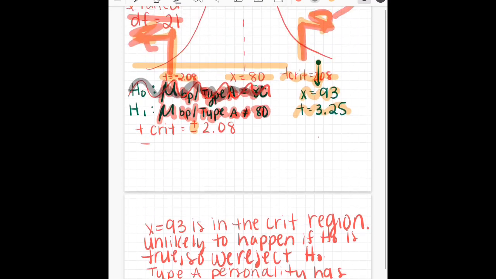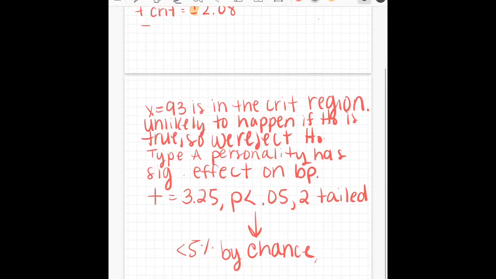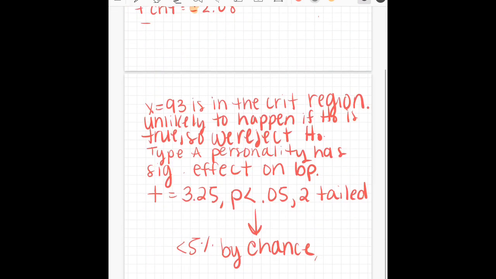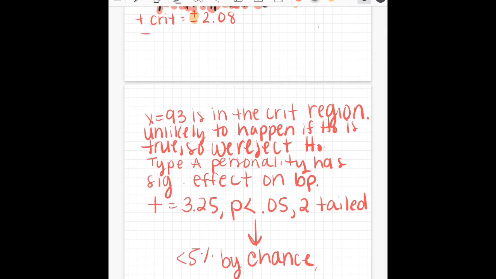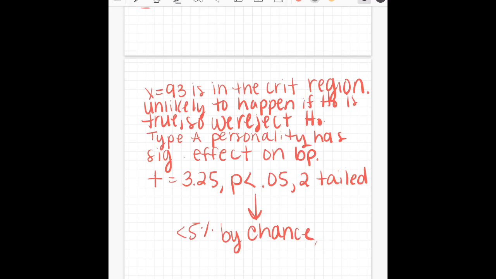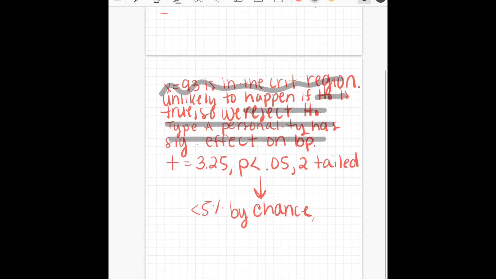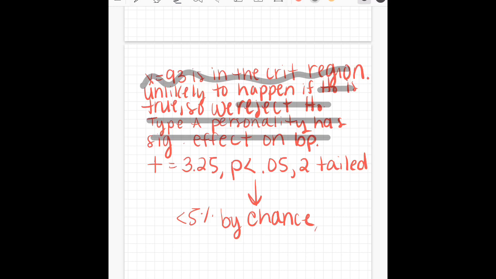So let's go down here, and here I have my solution written out. So I said that x equals 93, that's the blood pressure we were given here, is in the critical region. This is unlikely to happen if the null hypothesis is true, so we reject the null hypothesis. And we know that the type A personality does have a significant effect on blood pressure. So here we have critical region, we say we're rejecting the null hypothesis, and then we have this just in everyday language. And now I'm going to write this how it would appear in, say, a medical journal.